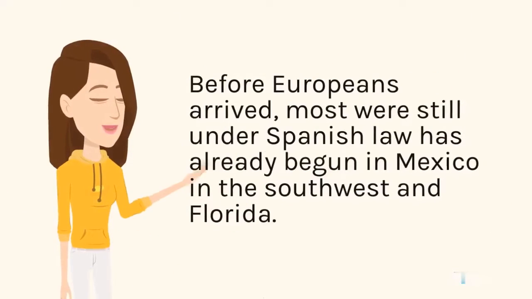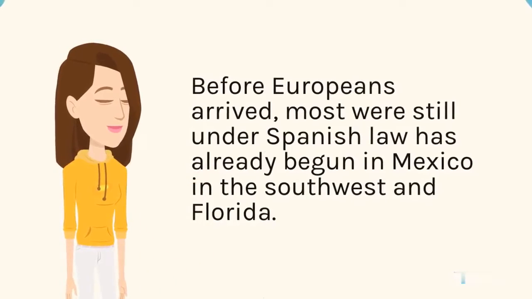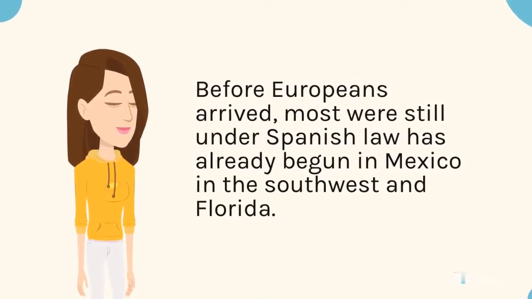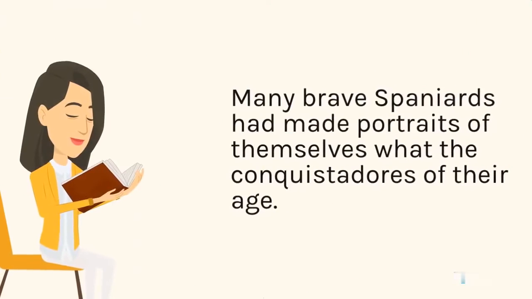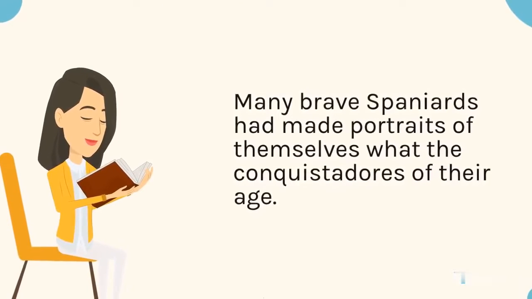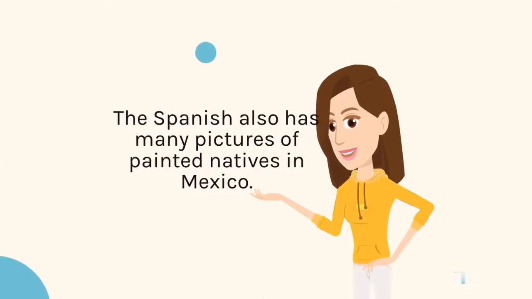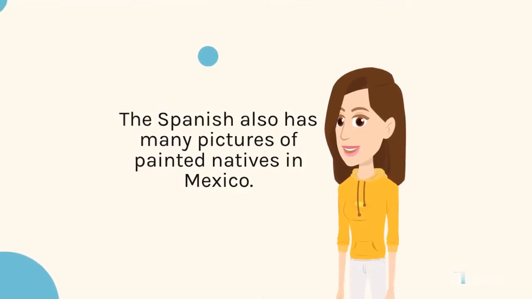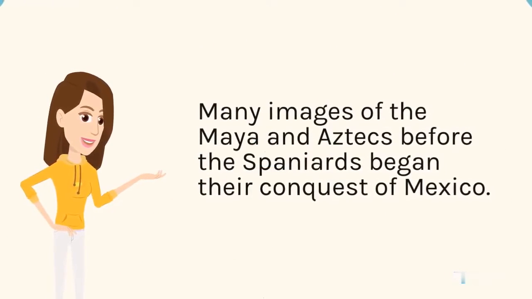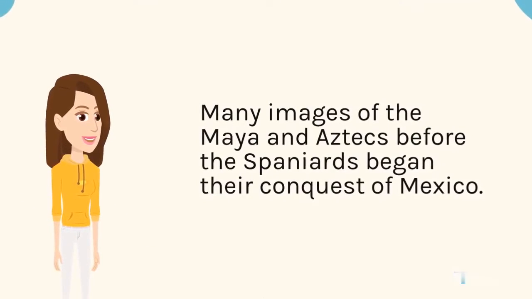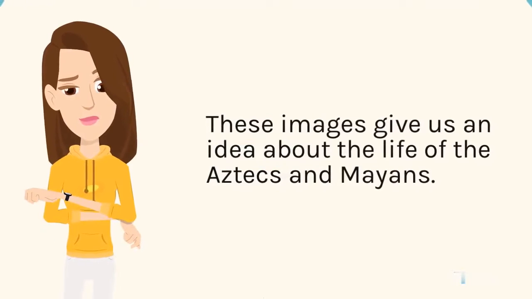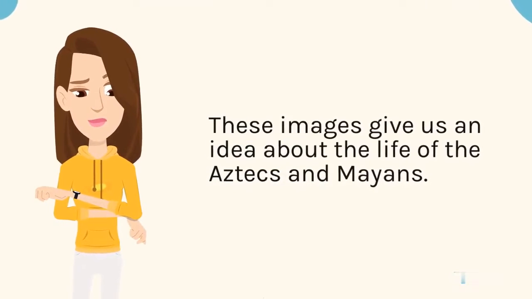Before Europeans arrived, most were still under Spanish law, which had already begun in Mexico, the Southwest and Florida. Many brave Spaniards had made portraits of themselves with the conquistadors of their age. The Spanish also made many pictures of painted natives in Mexico. Many images of the Maya and Aztecs were made before the Spaniards began their conquest of Mexico. These images give us an idea about the life of the Aztecs and Mayans.